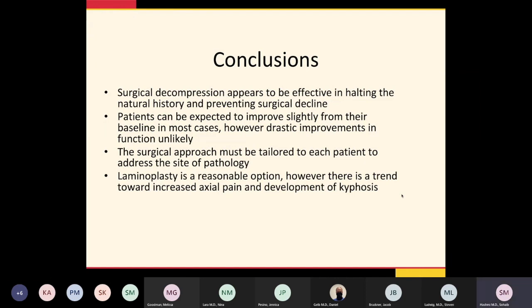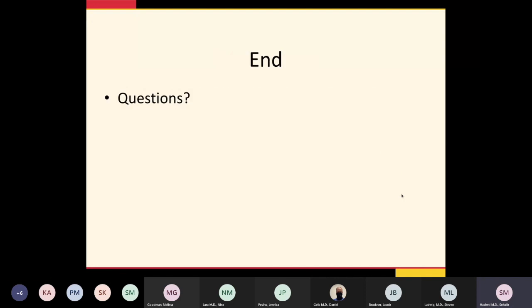So that's a brief overview. Any questions that we can address or discussion points?